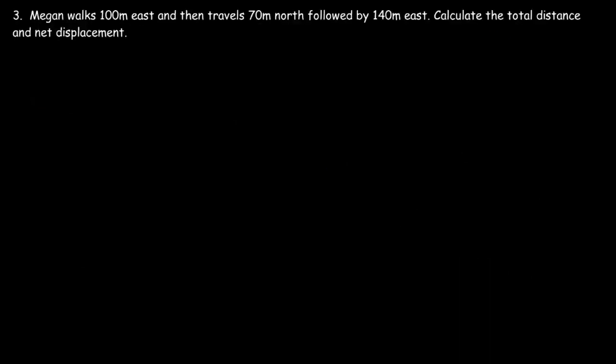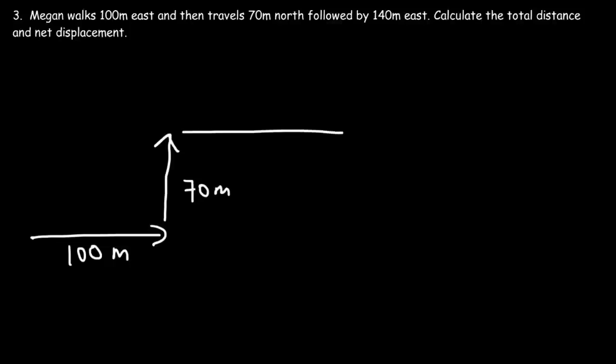Let's work on number 3. Megan walks 100 meters east and then travels 70 meters north, followed by 140 meters east. Calculate the total distance and net displacement. So she travels 100 meters east and then she's going to travel 70 meters north, and then 140 meters east.